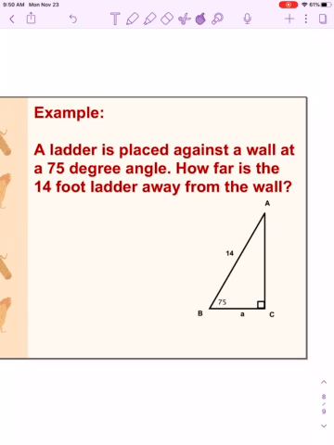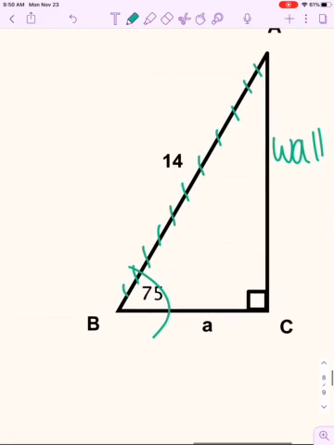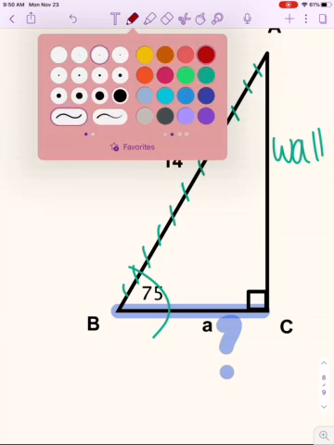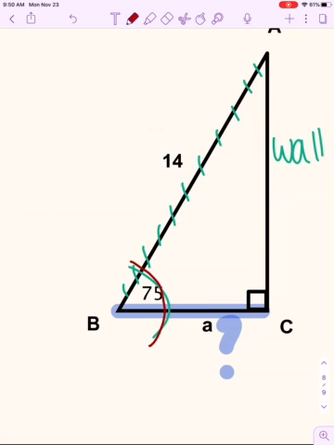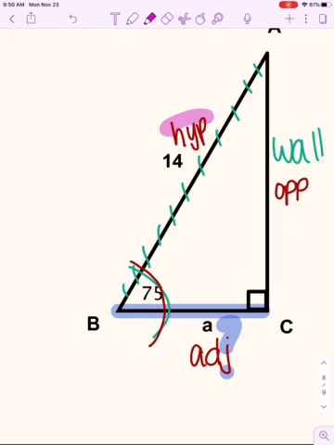All right, this one says a ladder is placed against the wall at a 75-degree angle. How far is the 14-foot ladder away from the wall? I drew this for you already, but this is the wall, here's the ladder. The angle is the base angle, and the ladder is 14 feet long. We want to know how far away the ladder is from the wall, which is down here. That's what we're trying to find. So we swoop and label. We swoop the angle we know. This is my opposite, this is my hypotenuse, this is my adjacent.